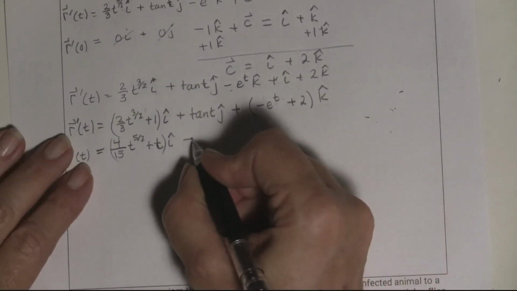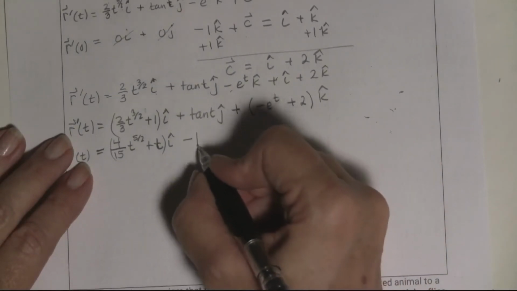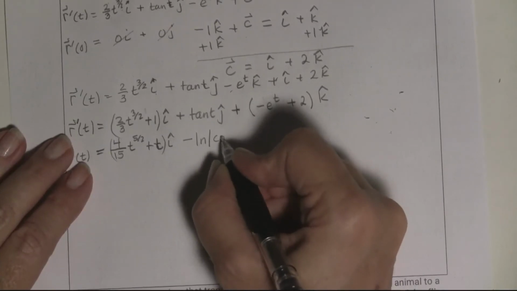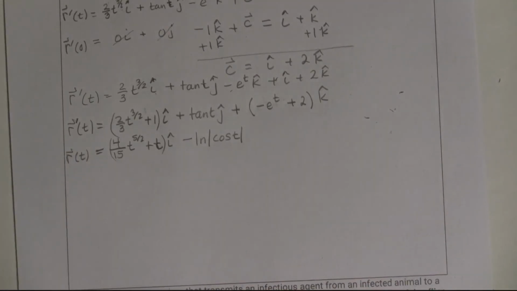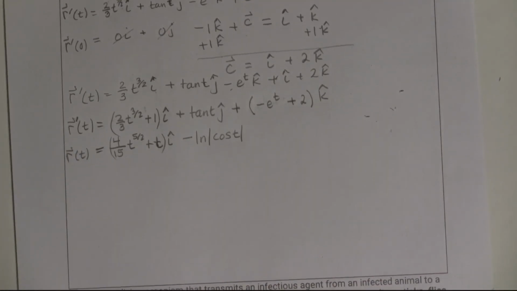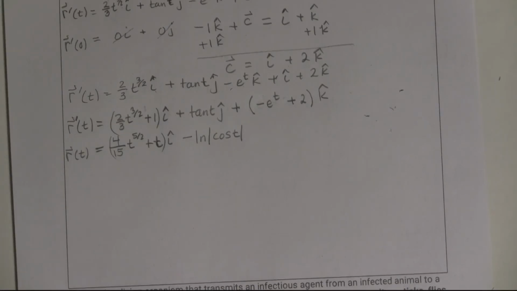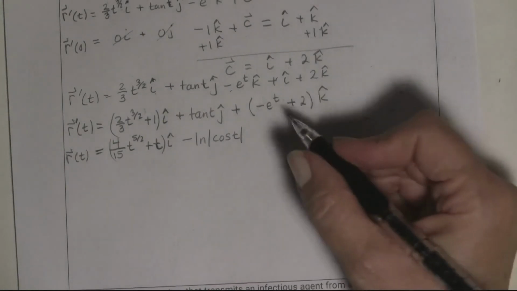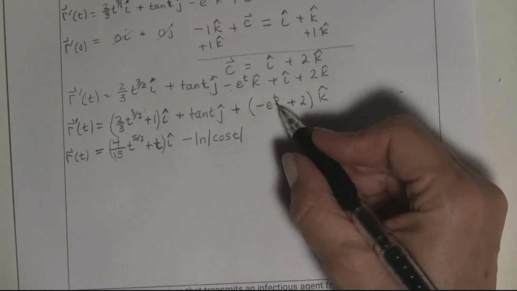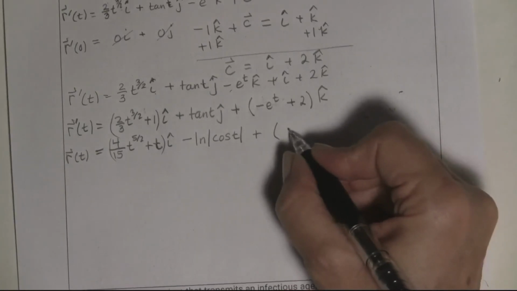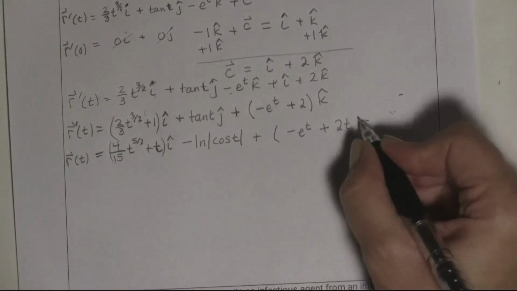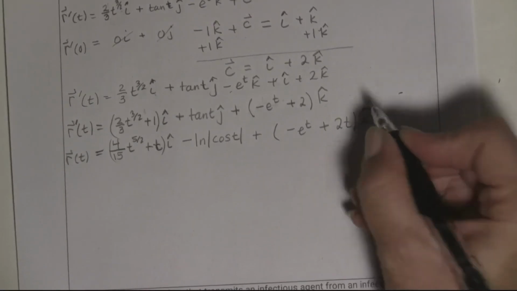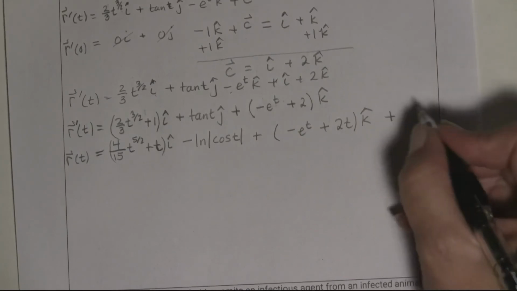And so this is natural minus, and then the natural log of the absolute value of the cosine of t. And I do need the absolute value because cosine could be a value between 1 and negative 1, and the input into my logarithm needs to be positive. And okay, and then the antiderivative of negative e to the t is negative e to the t plus 2t, and those are my k's, and then plus a constant of integration.